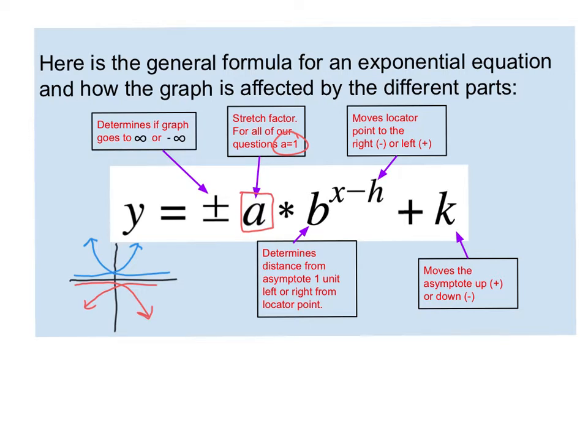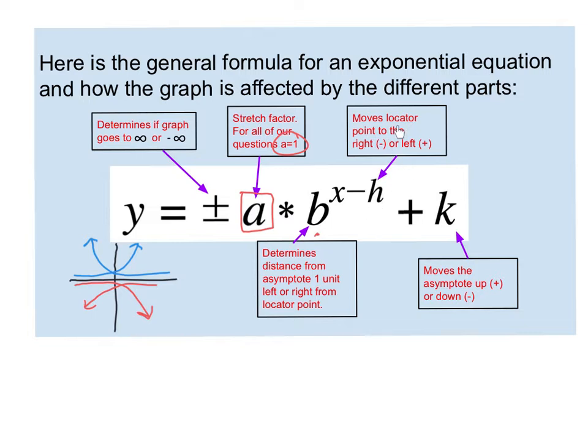The b is the base. This is the number that is being raised to the power of x, or x plus something, or x minus something. Now, when we get to the graphs, and this will make more sense in a couple minutes, it says determine the distance from the asymptote 1 unit to the left or right from the locator point. Now, that might not seem to make a whole lot of sense right now, but once we start graphing, that'll make a lot of sense.